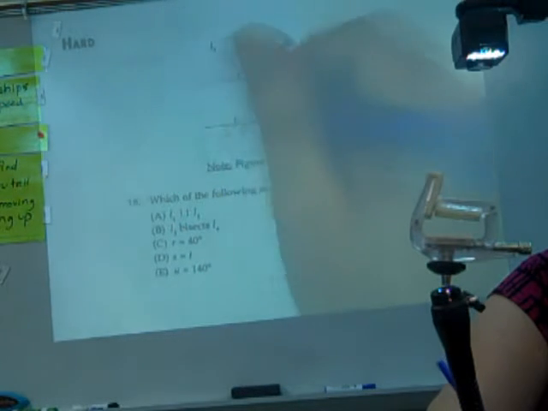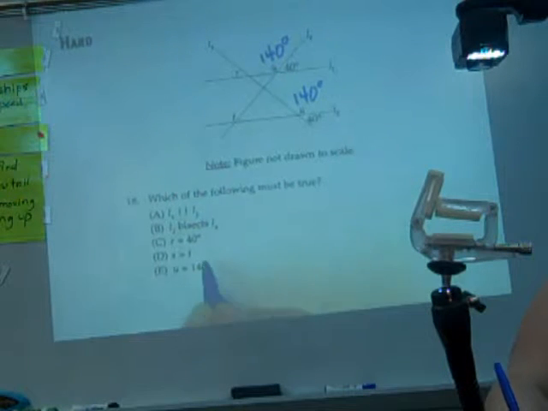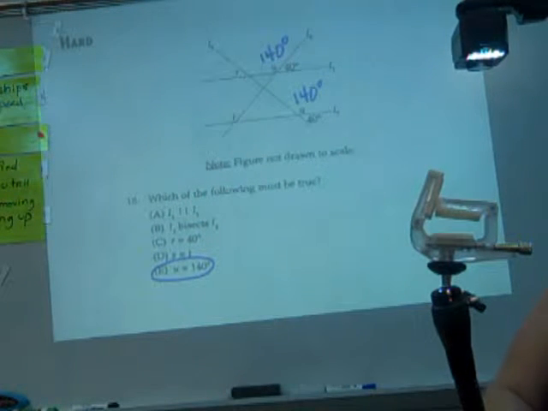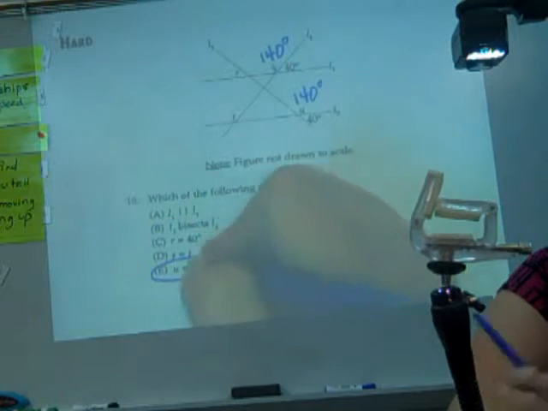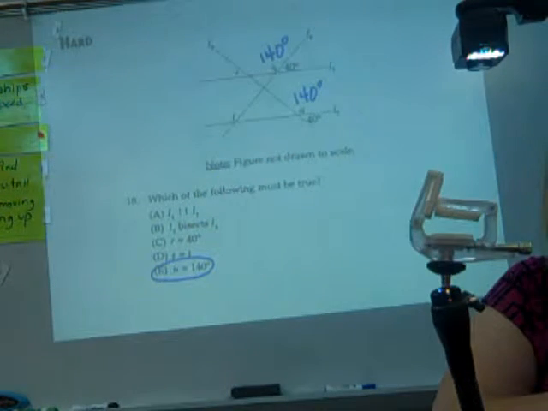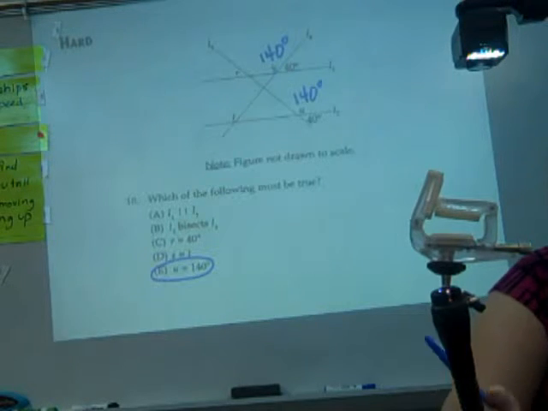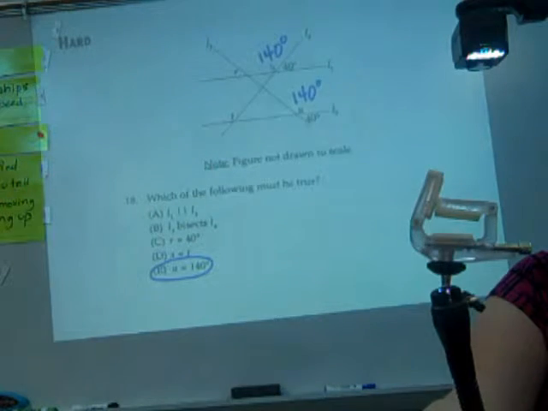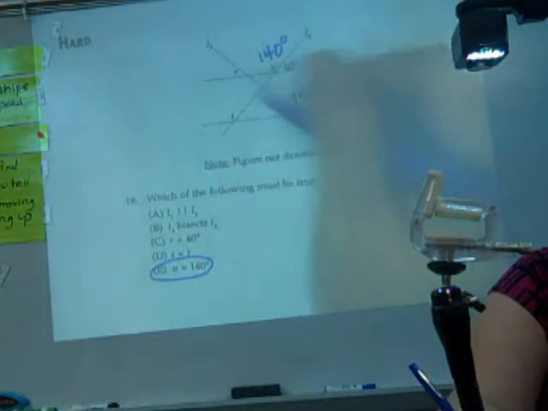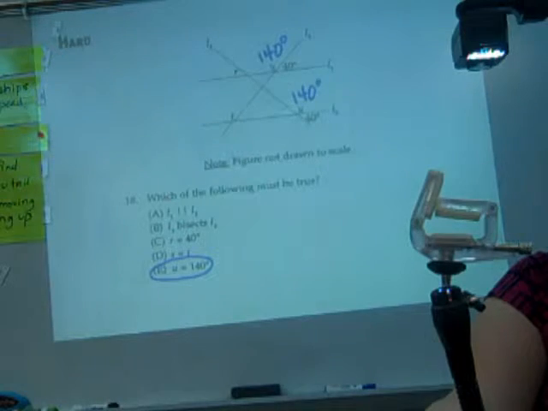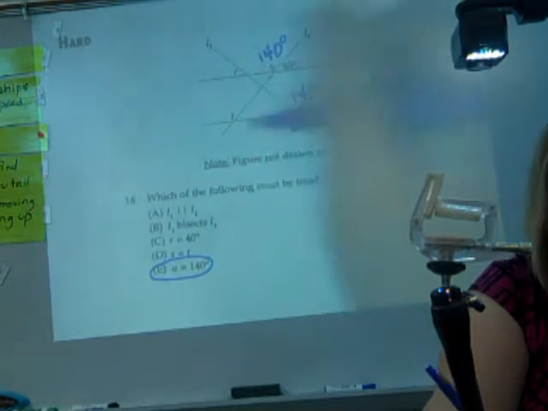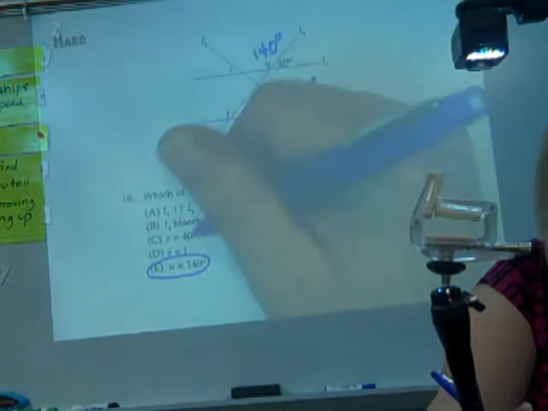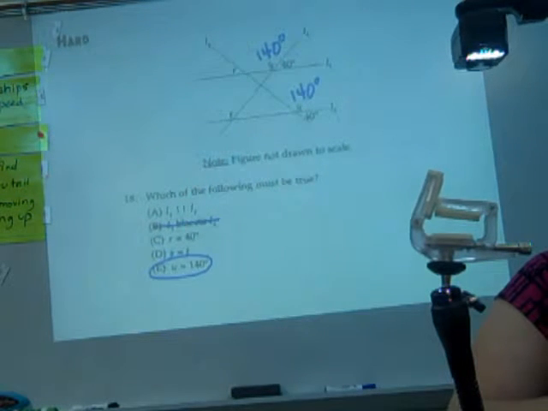So I can't start talking about R and T because I don't know for sure that they relate to the other ones. Luckily, U equals 140 is an option. And I know that for sure. That has to be true. So this would have to be E. S and T would be equal if I knew these lines were parallel. And R would be 40 if I knew that these lines were parallel. I don't know anything about the lengths of the line, so this is out.